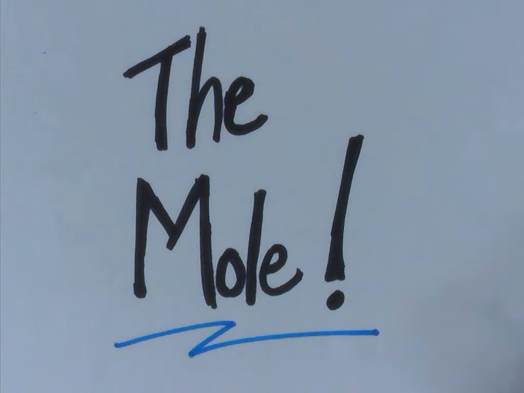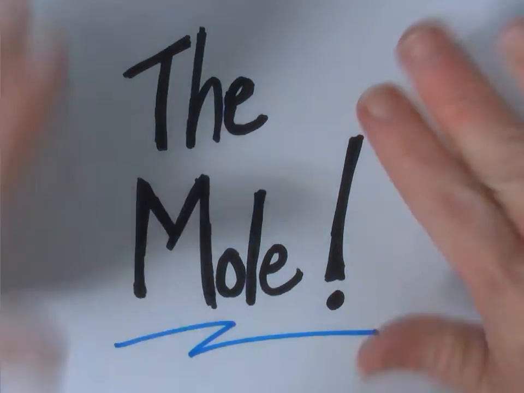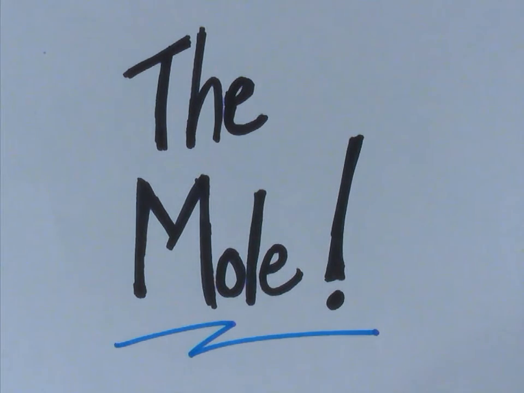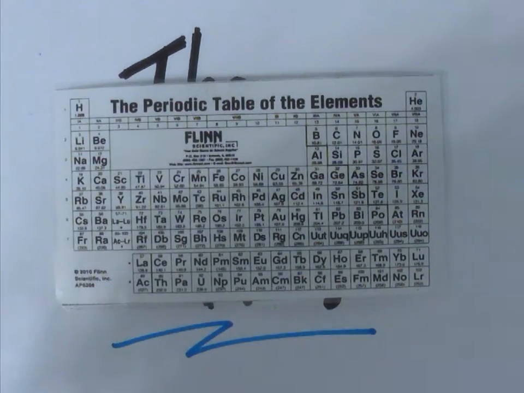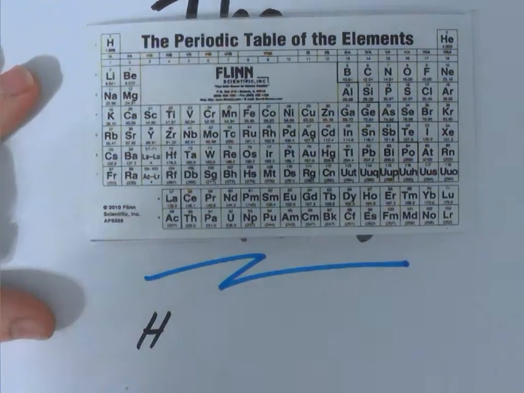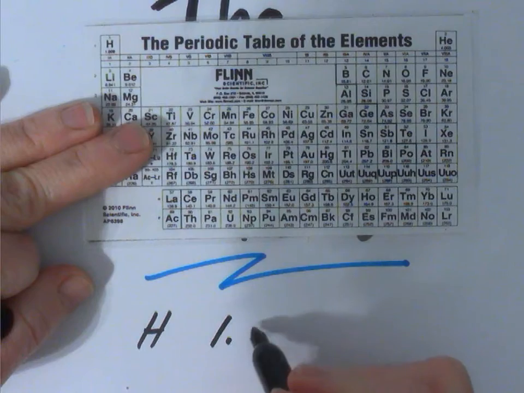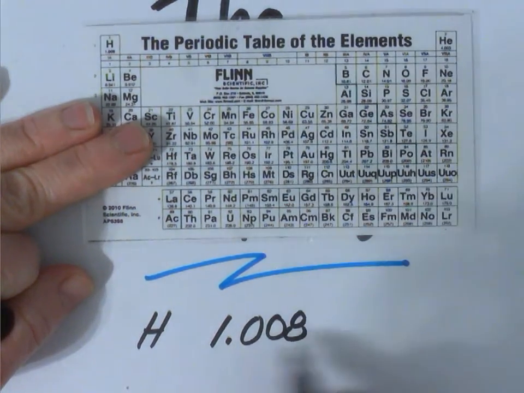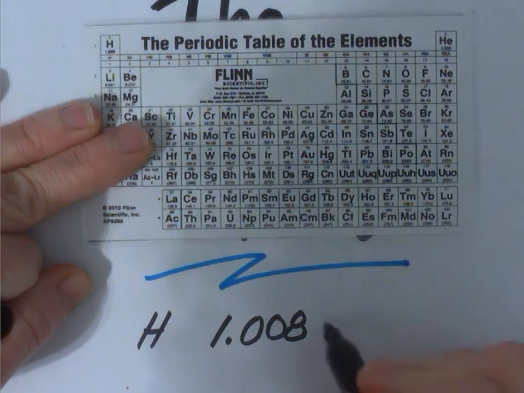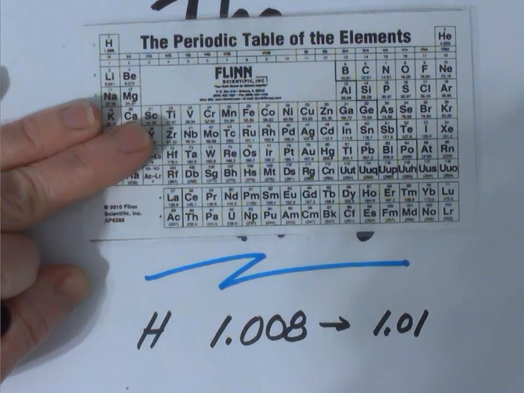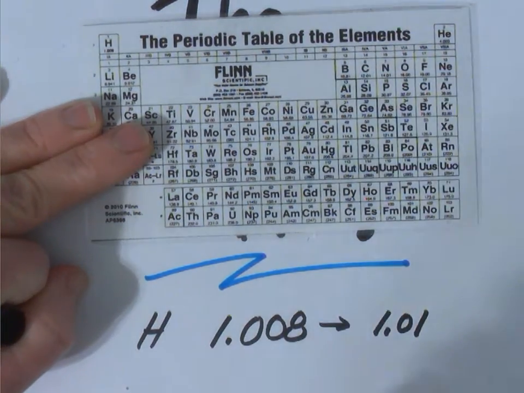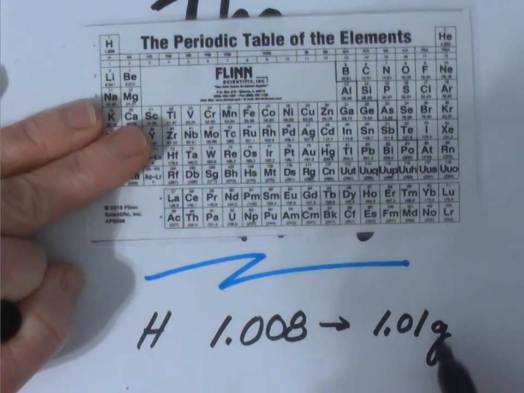The mole. Finally, in chapter 3, we begin to learn about a fundamental relationship in chemistry, the mole. If we take a look at our periodic table, hydrogen has an average atomic mass of 1.008. And we know that we are given permission to report our average atomic masses to the 100th place. If we're not talking about atoms, we know that the unit will be grams.